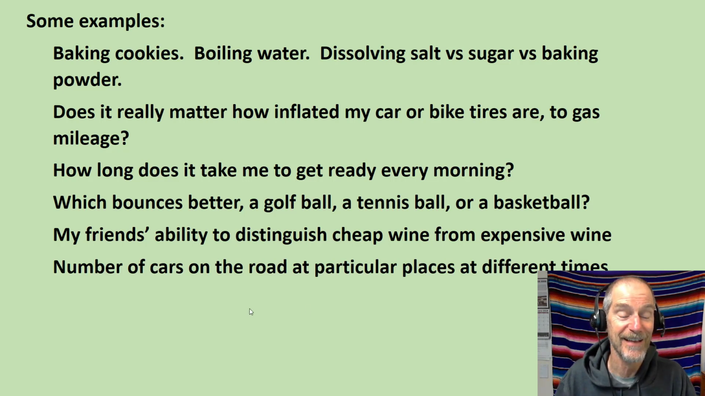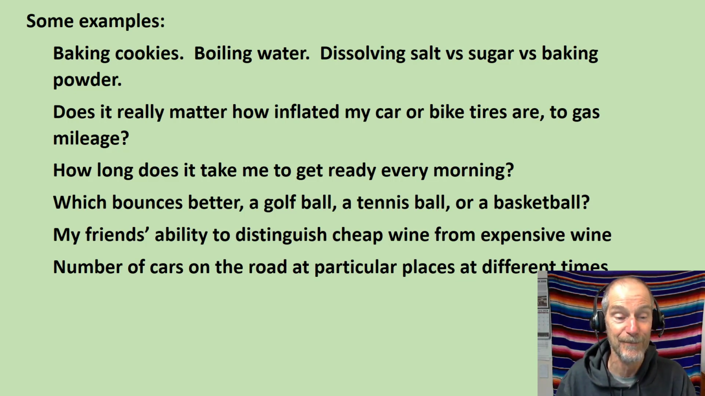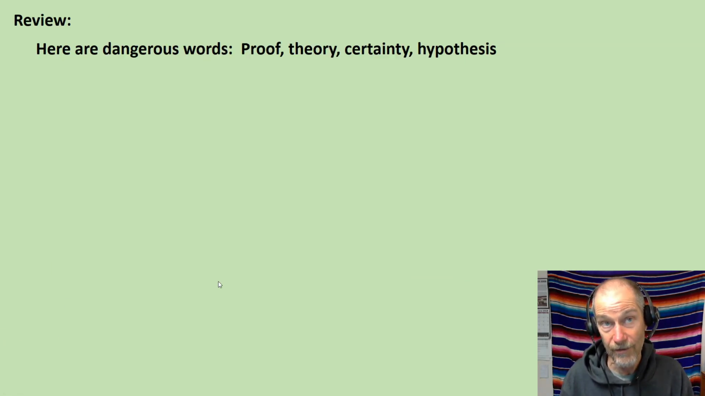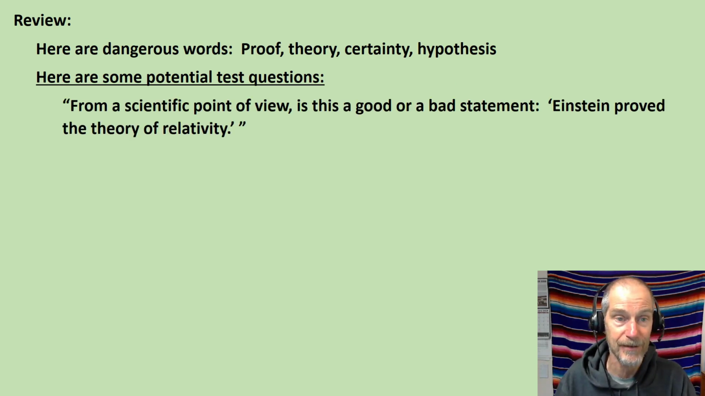This is a good one. This sounds like fun. Here's a hypothesis: my friends' ability to distinguish cheap wine from inexpensive wine, they're all the same. Everybody's ability is just the same. If you can figure out a way to quantify that, you've got a really good experiment. All right. You could try to quantify the number of cars on the road at particular places at different times. A null hypothesis would be there's no difference in the number of cars at this intersection in the morning versus these other times. Go out there and measure that somehow. Just a few examples. I hope you can come up with better ideas than I have, or not. It doesn't matter. Just come up with a good hypothesis.